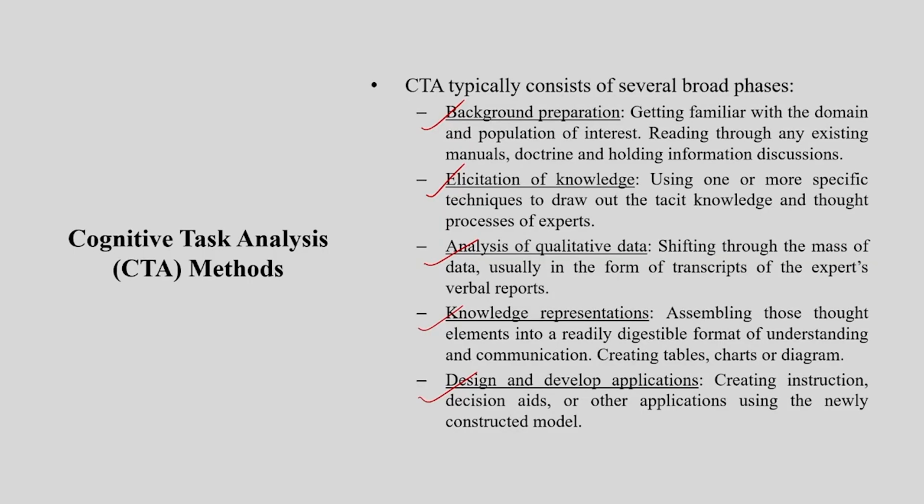Whenever we are talking about population, of course, the next stage is your sample. Before we select a sample, we should be very clear about the inclusion and exclusion criteria for that particular sample. We should fix them before we go ahead with any kind of task analysis. So, reading through the existing manuals, whatever is available, doctrine or holding information discussion.